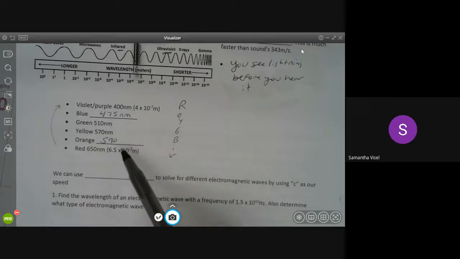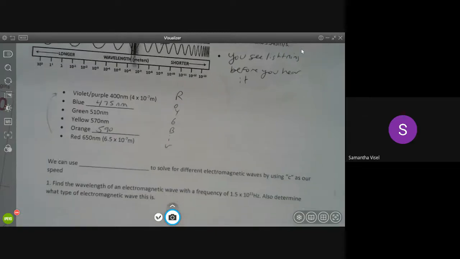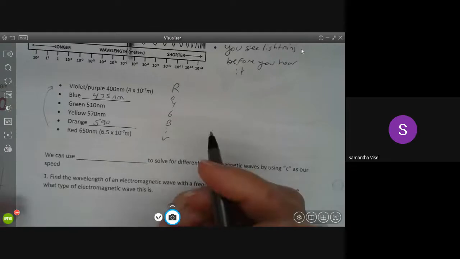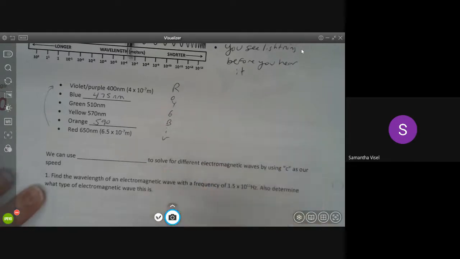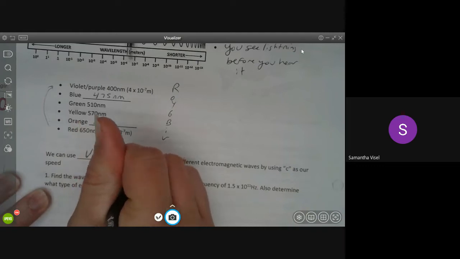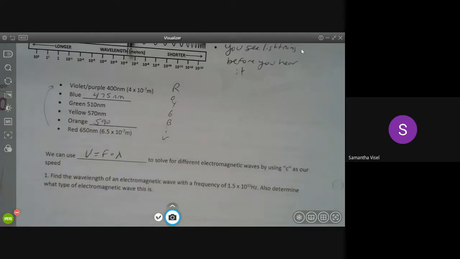All right, so as you can imagine, we are going to be doing some math with this electromagnetic spectrum in physics class. And fortunately, we don't have a new equation that we're going to be using. We're going to use v equals f times lambda for this unit as well.